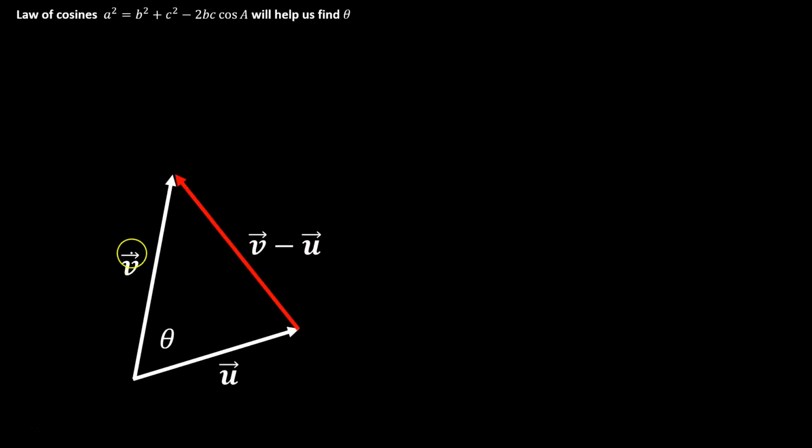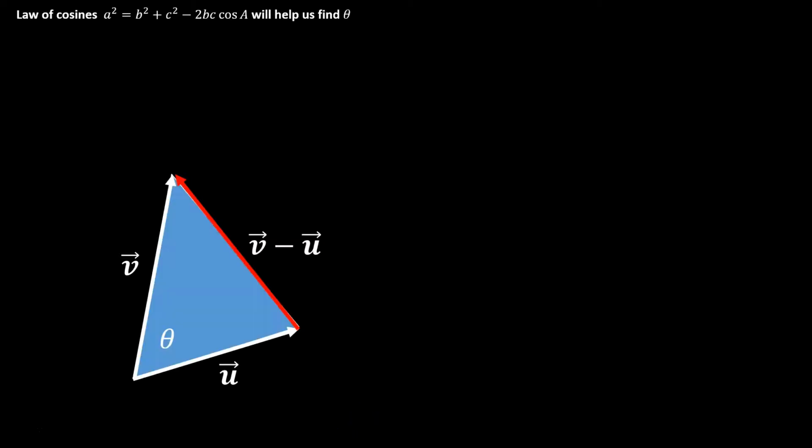I have one vector that is the vector v, that's one side of the triangle. U makes up a second side of the triangle, and then the vector difference v minus u makes up the third side of this triangle. And visually, we can see that I've made this triangle so that none of the angles look like right angles, which means the Pythagorean theorem will not work here.